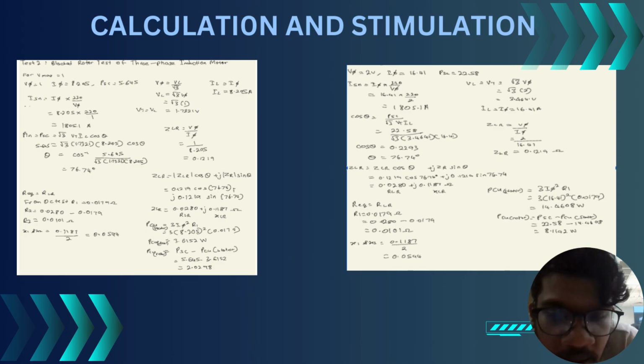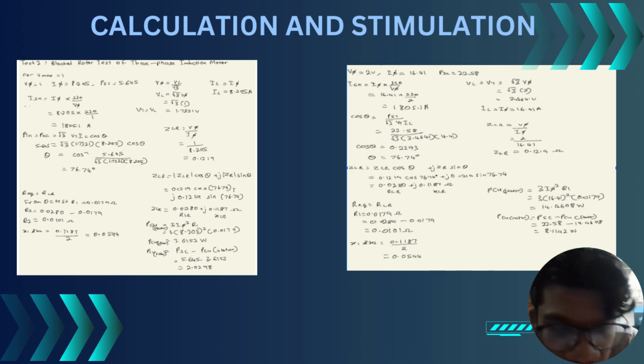And now we're going to do ZLR. We already have V phase and I phase, so we just substitute the value, and we will get 0.1217. Okay, now we need to find R2. So R equivalent equals RLR. We already get R1 in the first test, 0.01719. So we need to minus 0.0280, and then minus 0.019, we will get 0.0101 ohm for R2, and then X1 and X2 equals 0.3187 over 2, we will get 0.0594.